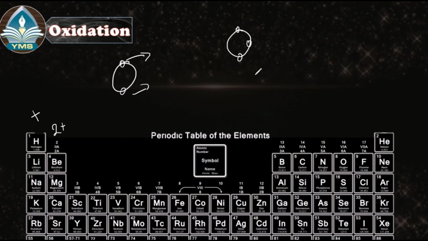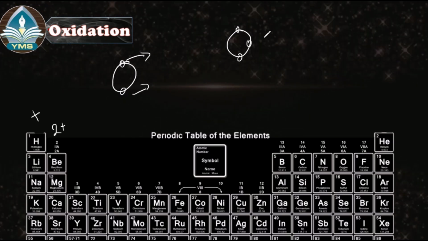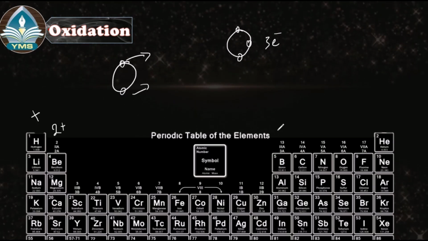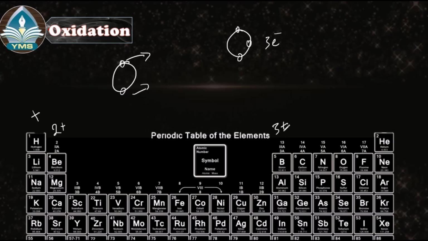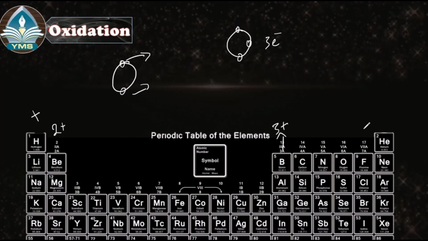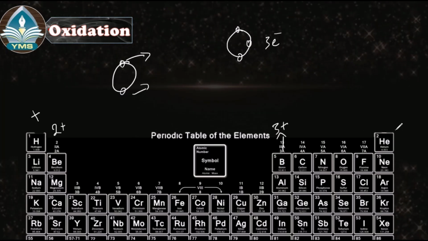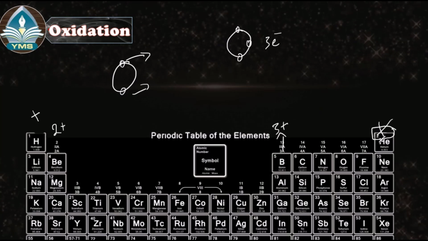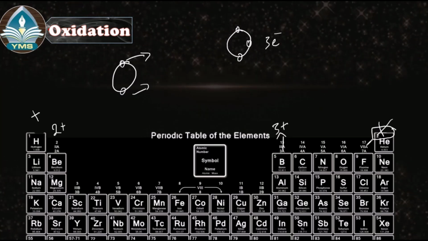Elements of group 3, this is group 3, they have 3 valence electrons, 1, 2, 3. So which is easier, to gain 5 or to lose 3? Well, to lose the 3 electrons is easier, so it becomes 3 positive. This group 3 becomes 3 positive. Now if we come to this side of the periodic table, this group 8, the noble gases, we will not talk about them because they don't react, they don't lose, they don't gain.